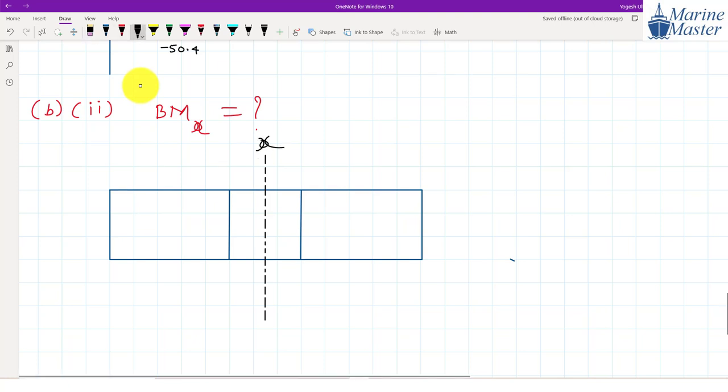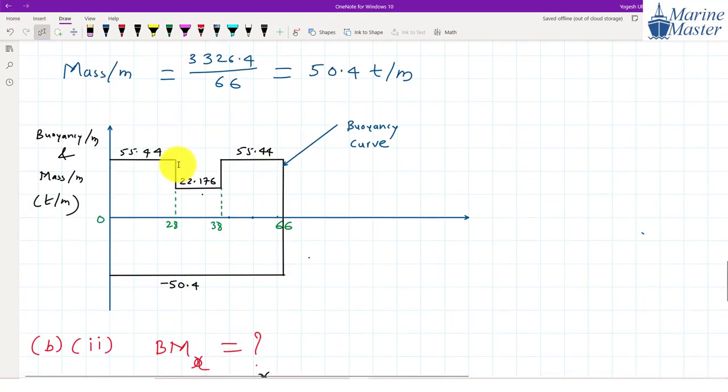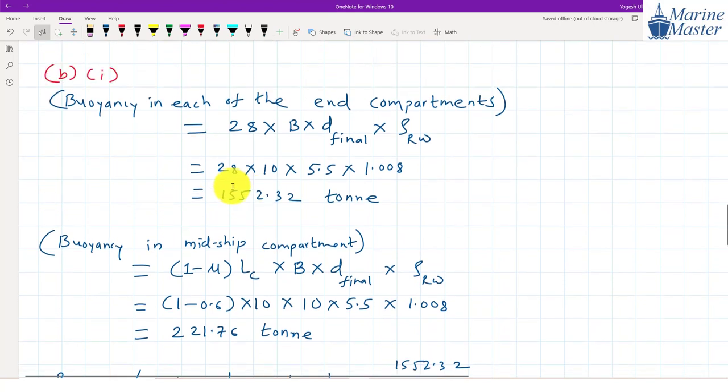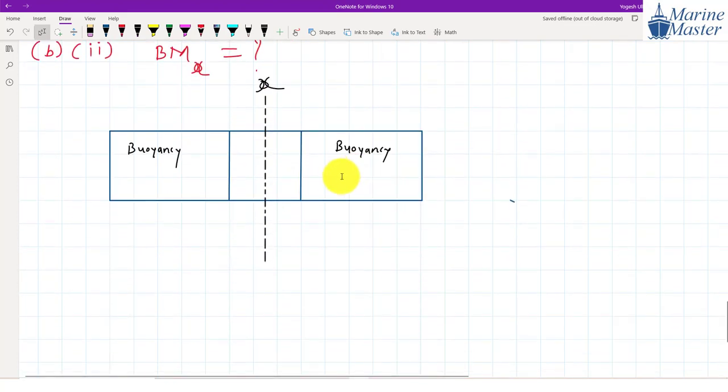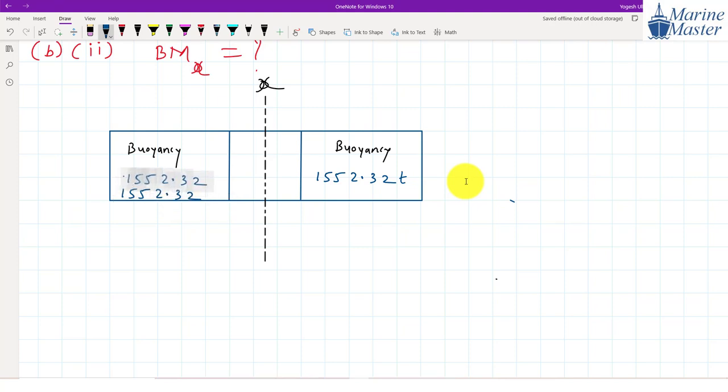Here, suppose, guys, see, how much buoyancy did we get here? How much buoyancy did we get in the end compartment? In the end compartments we got 1552.32. In the end compartment, how much buoyancy did we get, guys? 1552.32, so this much buoyancy we got, 1552.32 tons, guys. So in the end compartments we are getting this much buoyancy.